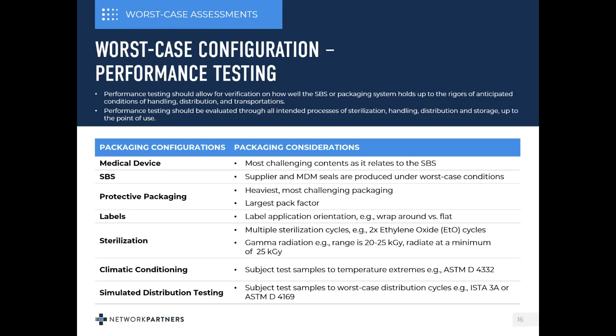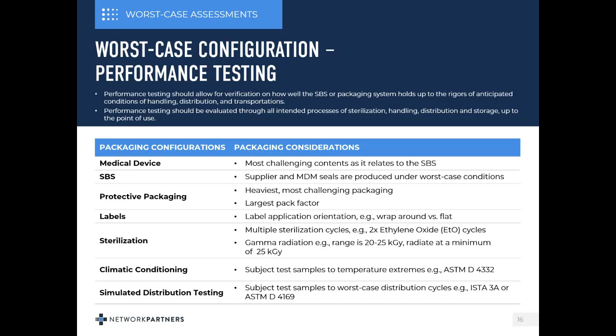Climatic conditioning: we subject our test samples to temperature extremes. Take a look at ASTM D4332. I think there are about 4 or 5 different temperature extremes between cold and hot, so you want to use that as well. Also keep note that you don't want to go into shock. With trays, what people do is they'll put them into cold and then put them into hot right away. Then as they go through testing, they'll crack. That's thermal shock right there, so you want to be mindful of that as you go through this.